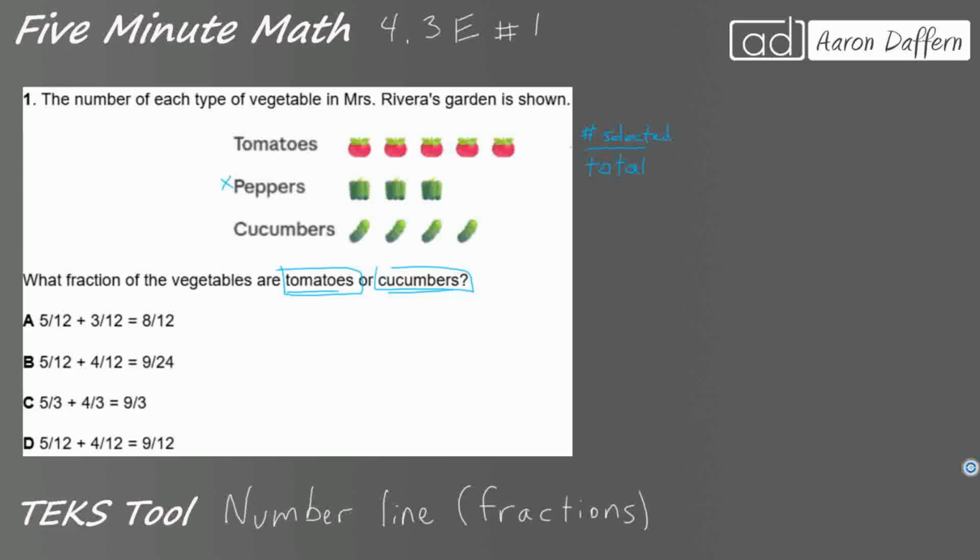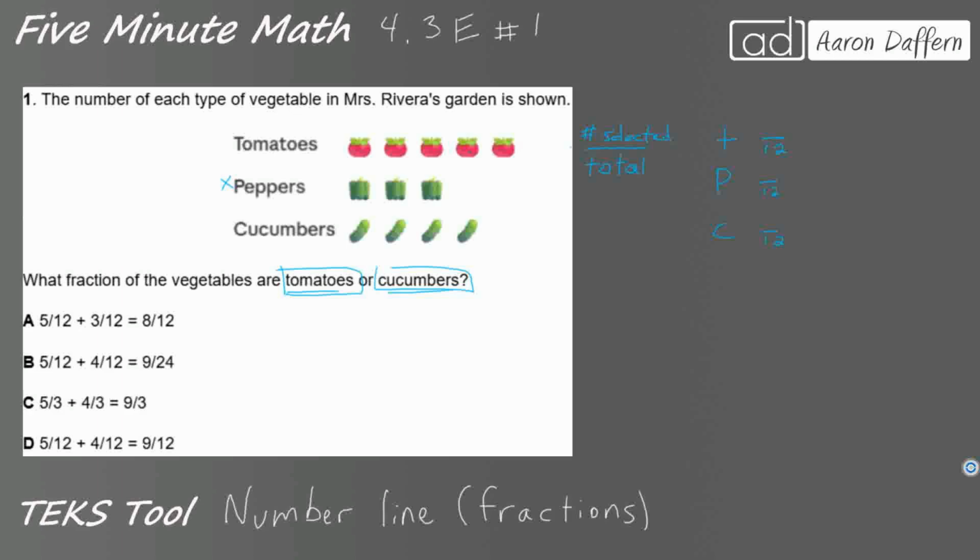So how many total vegetables do we have? Let's see, I've got 1, 2, 3, 4, 5, 6, 7, 8, 9, 10, 11, 12. All right, so our total is going to be 12. Tomatoes, peppers, even though we're not really going to use that, cucumbers, they're all going to be in twelfths. And so let's at least put that down there because we can now treat this as one whole set of 12 different vegetables.